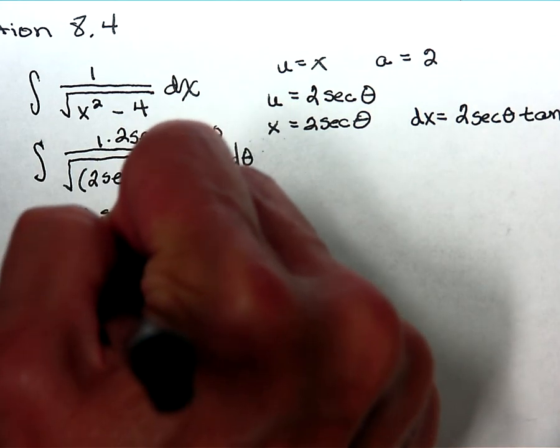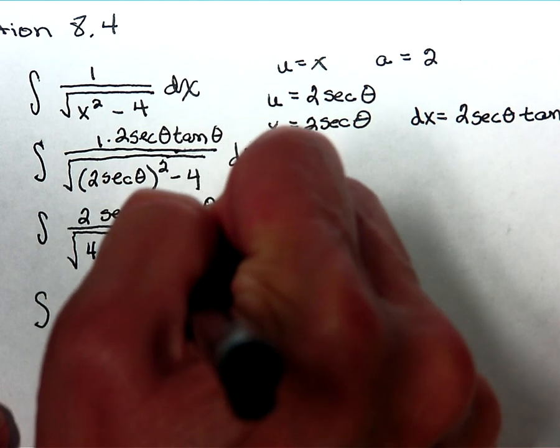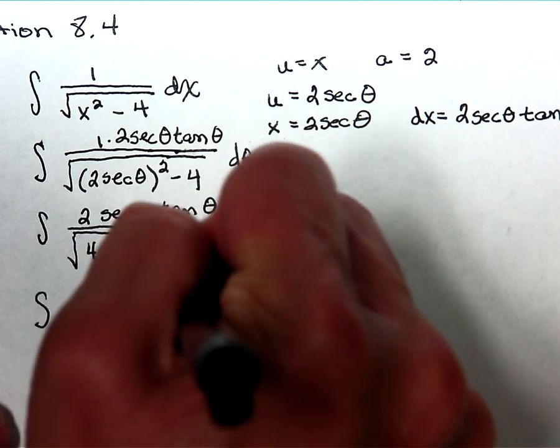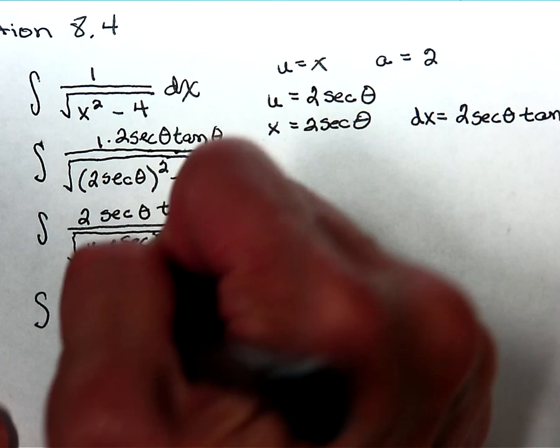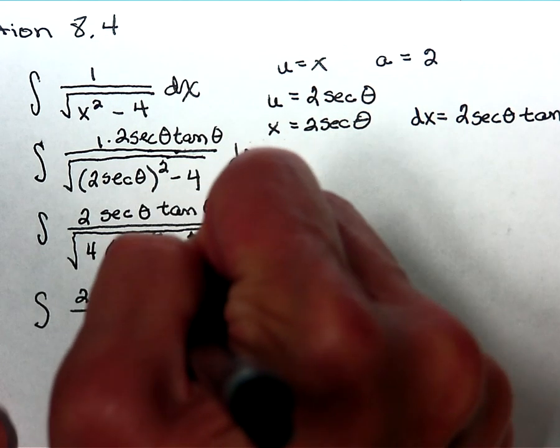That's 2 secant theta tangent theta over the square root of 4 tangent squared theta. That's just 2 tangent theta.